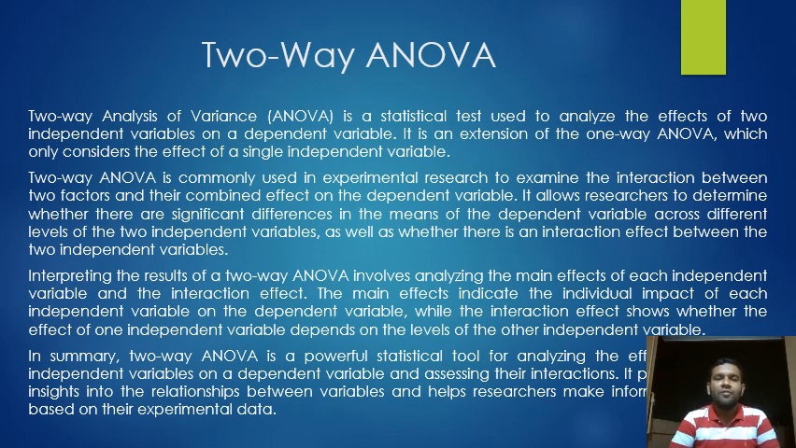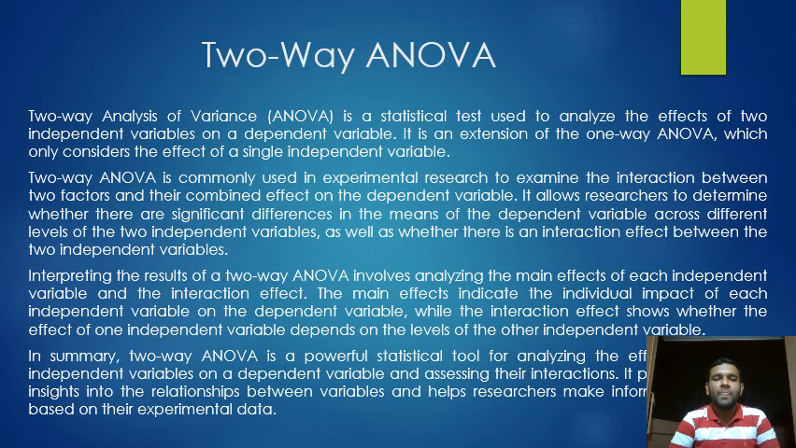Interpreting the results of a two-way ANOVA involves analyzing the main effects of each independent variable and the interaction effect. The main effects indicate the individual impact of each independent variable on the dependent variable, while the interaction effect shows whether the effect of one independent variable depends on the levels of the other independent variable.